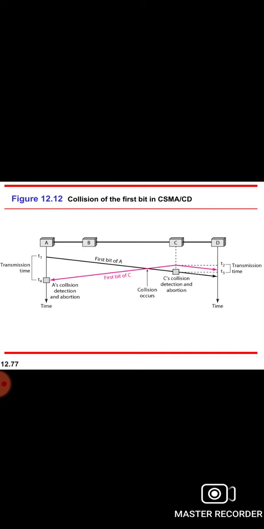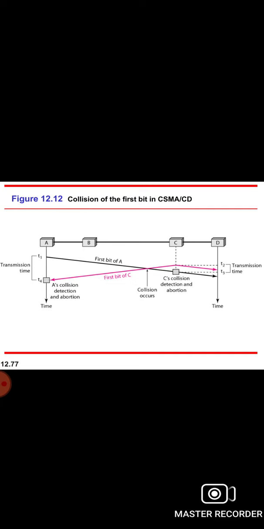Then at time t2, as you can see, station C has not yet sent the first bit sent by A. So station C executes its persistence procedure and starts sending the bits in its frame, which propagates both to the left and to the right. The collision occurs after some time called T2. Station C detects a collision after a time T3 when it receives the first bit of A's frame.